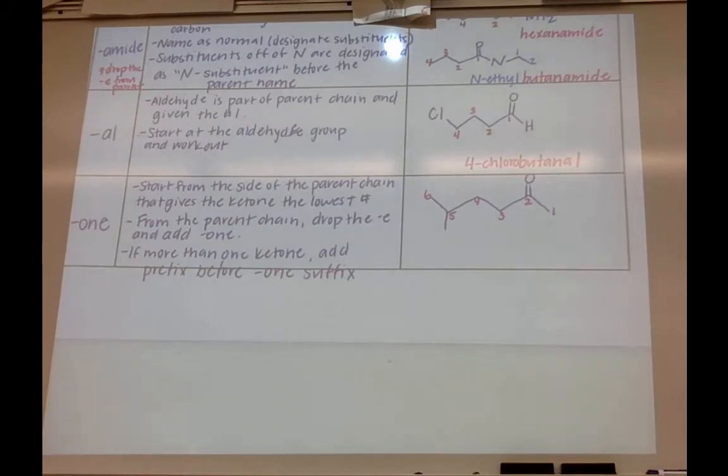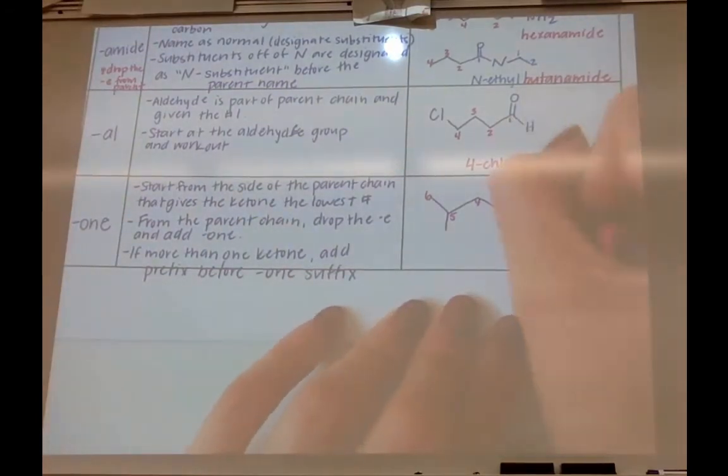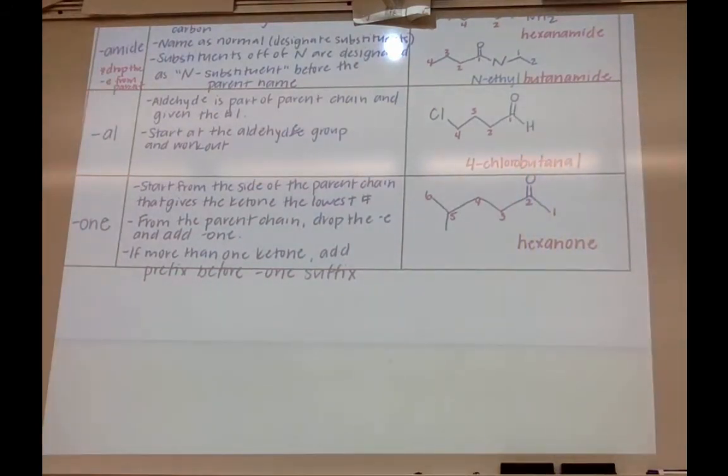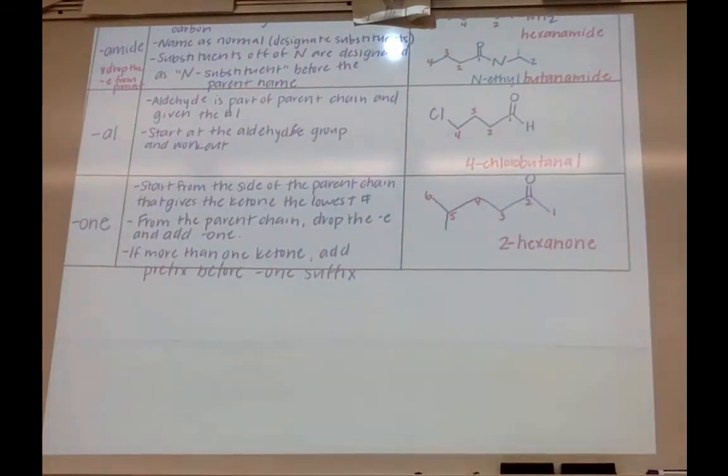So 6 carbons, all single bonded, would be what? Hexane. You drop the E and add ONE. So the parent name here would be hexanone. Right, the parent chain there would be hexanone. Now you do need to be able to distinguish where that ketone is. Kind of like you did with the alkene. What carbon is the ketone on? 2. So the parent chain here is actually 2 hexanone.